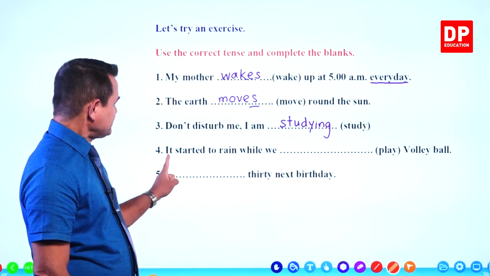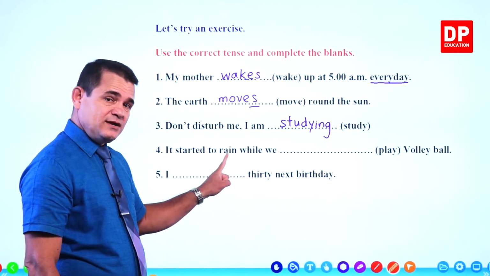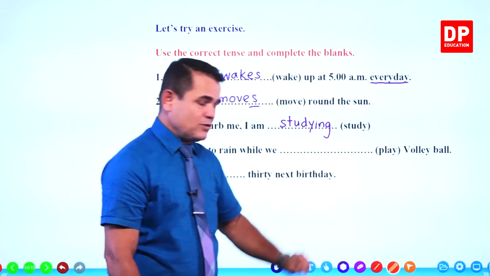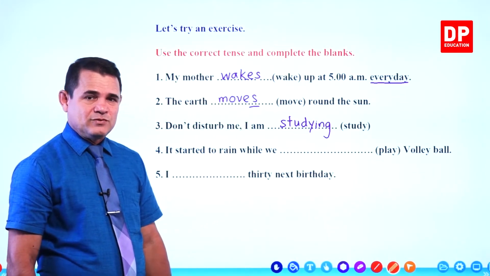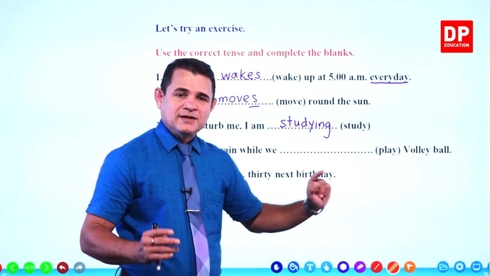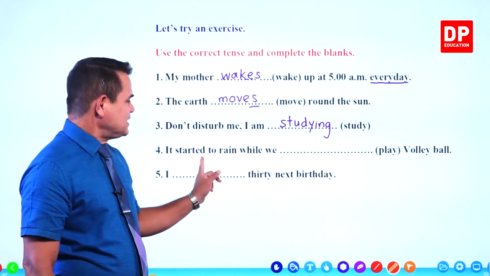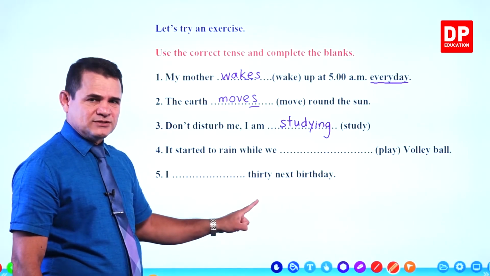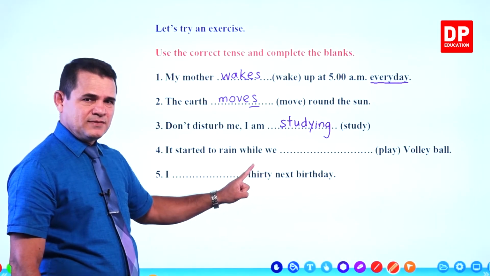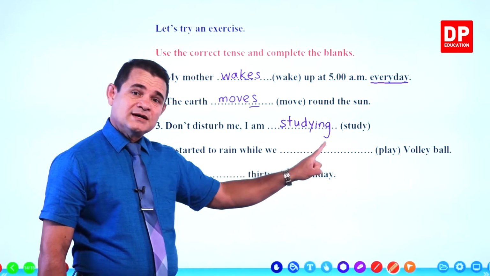Next one. It started to rain while we blank volleyball. Volleyball, then within brackets, play. So it started to rain. That means there are two actions. So you are talking of two actions. It started to rain while we were playing.